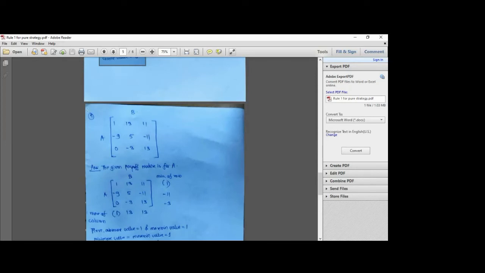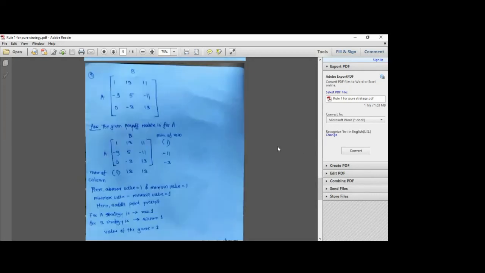Another example we have into consideration, and we have to find out if this has a saddle point or not, right? So we are going to find the minimum values among the rows. For row 1 it is 1, for row 2 it is -11, and for row 3 it is -3. You can't take a 0 here, right? There is a value less than 0 here, which is -3. So that particular value is taken here, -3.